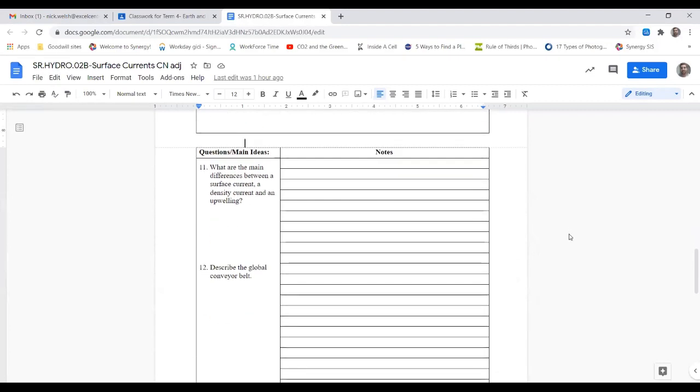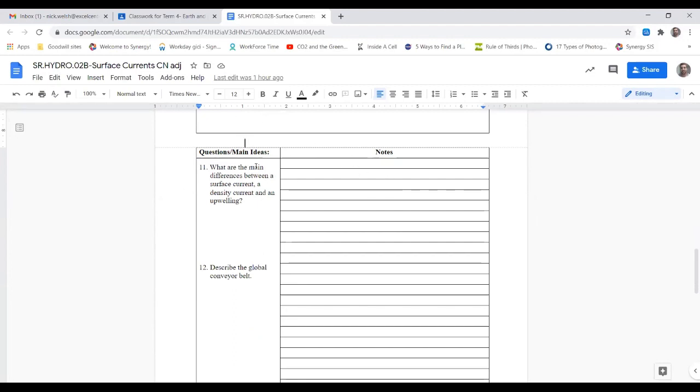All right, number 11 asks, what is the main difference between a surface current, density current, and upwelling? Well, there's two main things. It has to do with the direction of movement and the cause of movement. Surface and density currents are both horizontal movement, where upwelling is vertical movement. Surface currents are driven by wind, while upwelling and density currents are driven by changes in density. So those are the two main things.